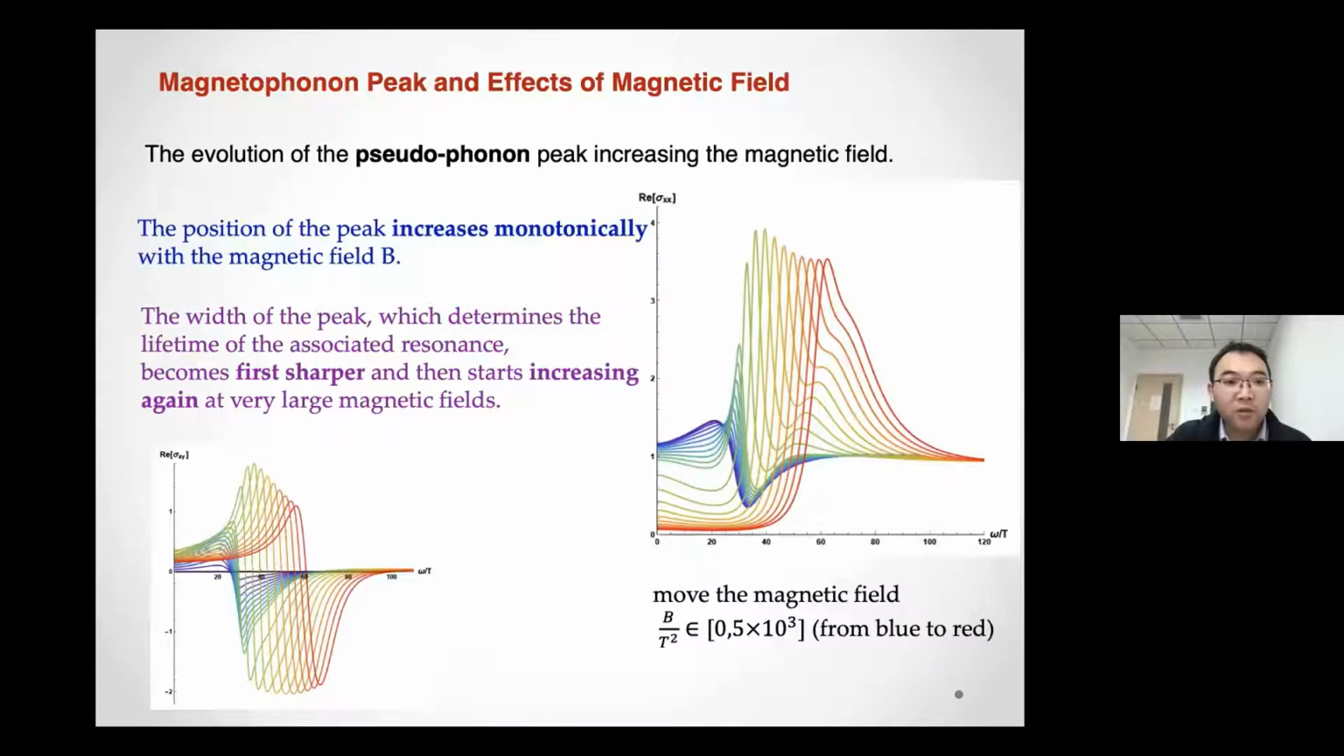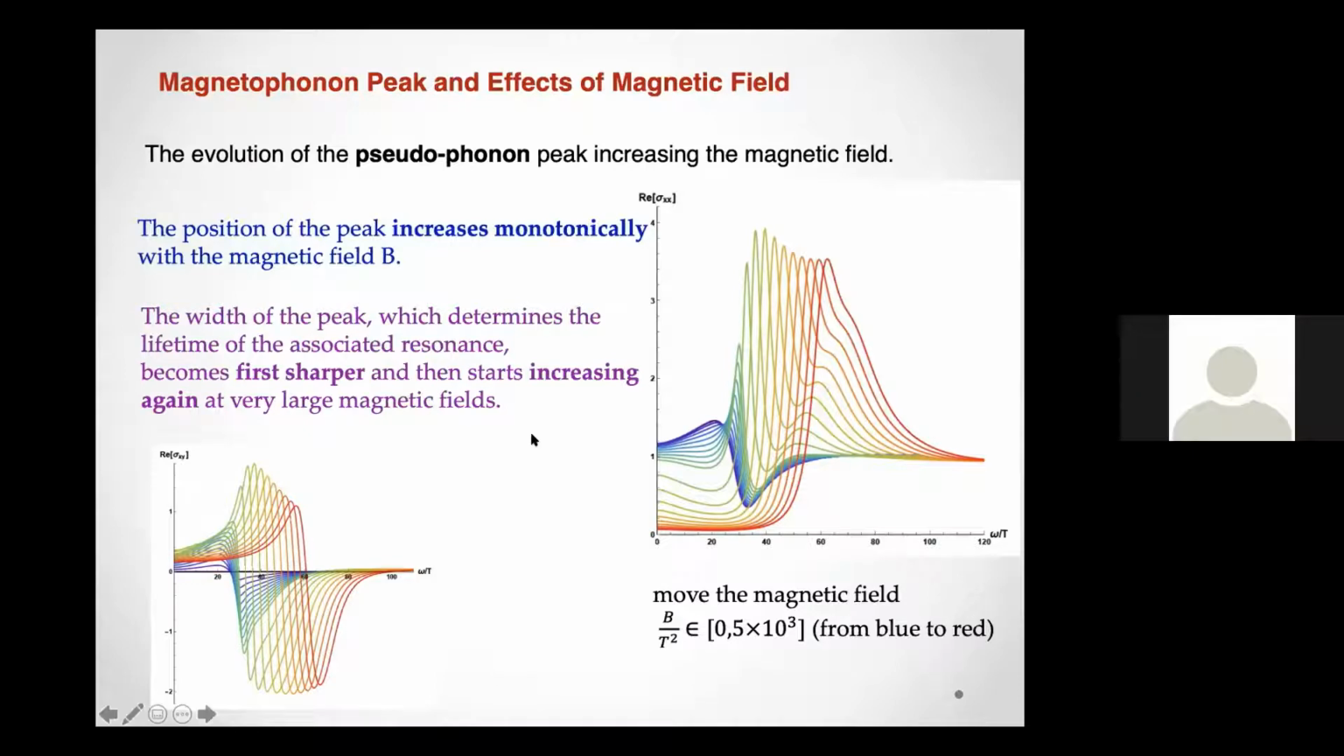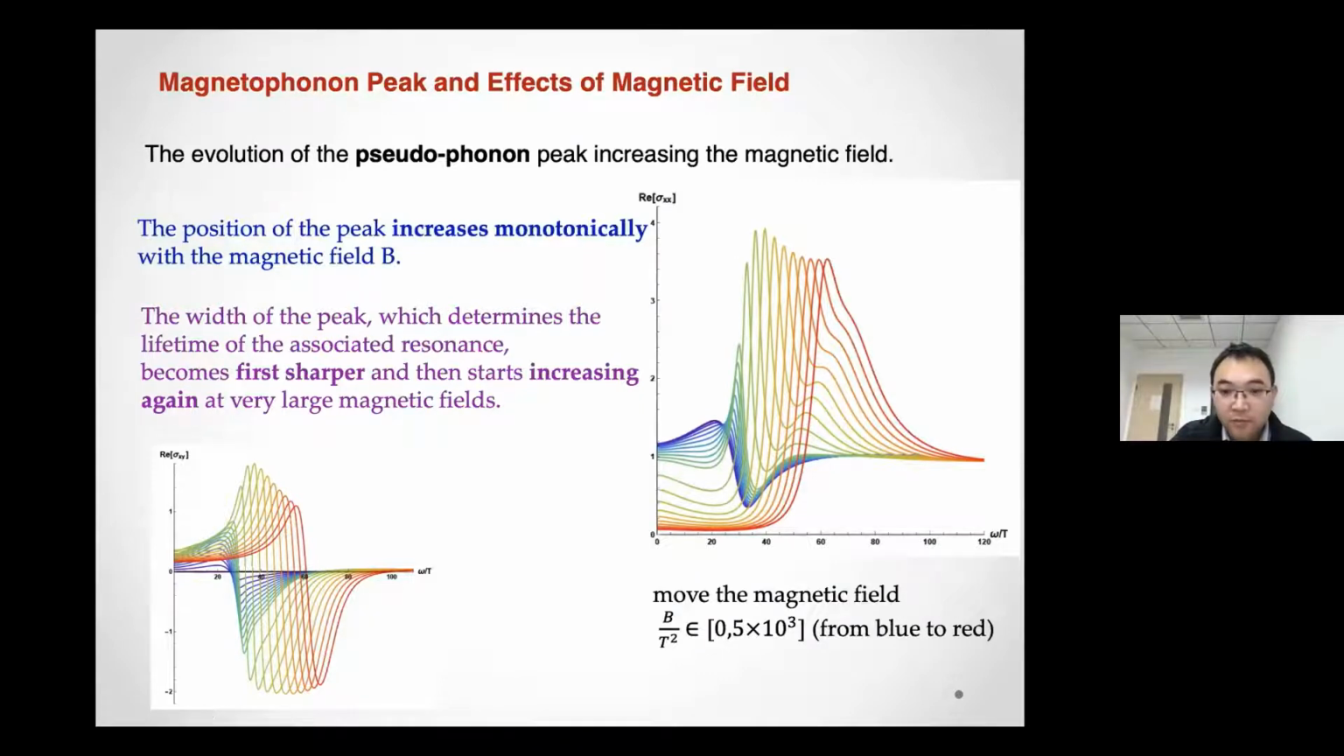So here we show the evolution of this pseudo-magnetophonon peak as a function of magnetic field. Here we turn on the magnetic field from the smaller to the larger value, from blue to red. This blue value is for very small magnetic field. This red curve is for larger magnetic field. Here you see the position of the peak just increases monotonically with the magnetic field.